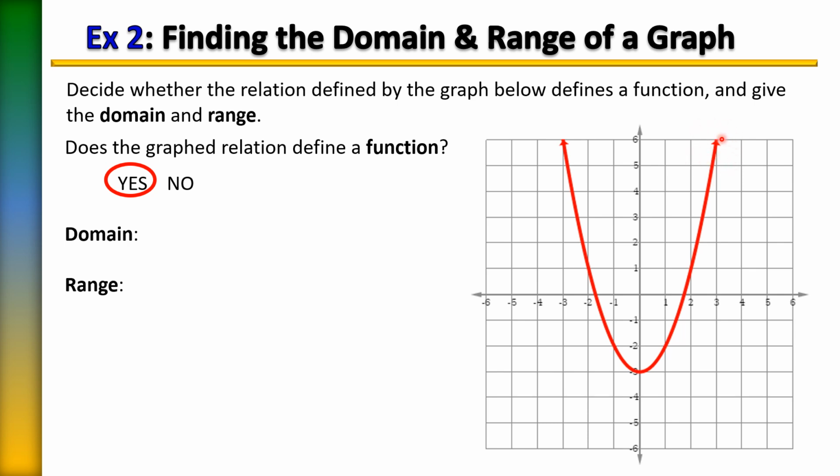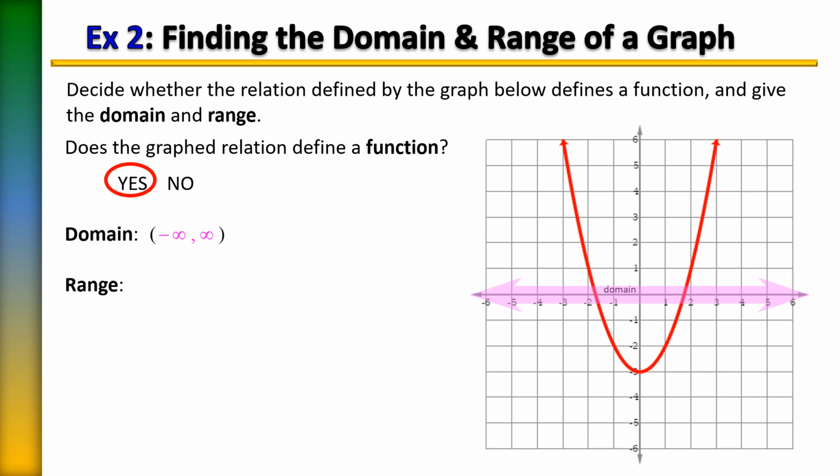So it's going to go forever and ever into the negatives and forever and ever into the positive. So we would say that the domain of this function is from negative infinity to positive infinity. And remember, all infinities are closed with the parentheses. Never use a bracket to close an infinity.